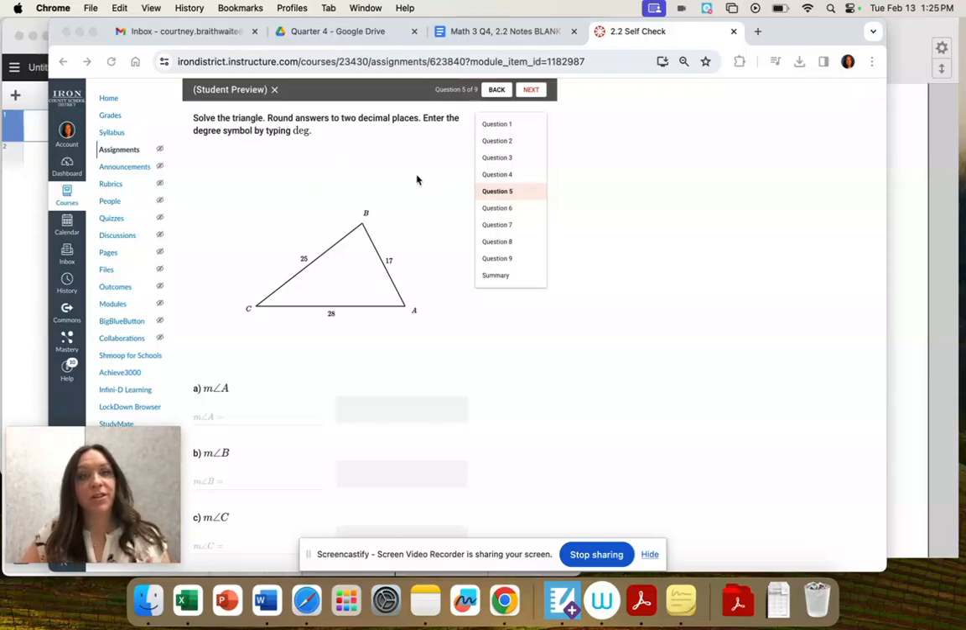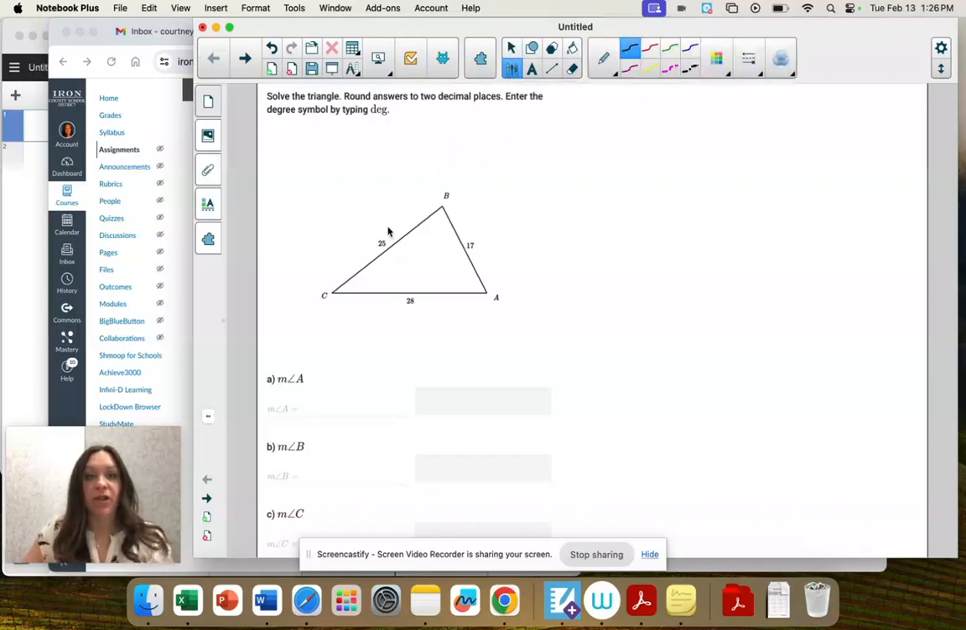Solve the triangle rounding to 2 decimal places, and we're going to enter degrees after all of our answers because we're solving for 3 angles. So notice we have 3 sides. That's called side, side, side, and for that we do want to use law of cosines.